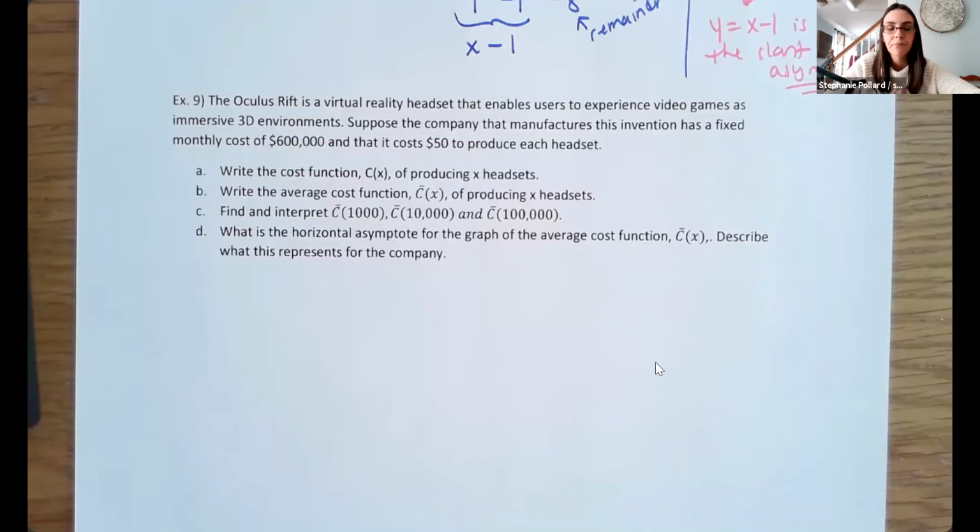And then there's also usually variable costs, which are specific to how many of that item you produce. So it's $50 for each headset. So if you only produce 100 of them, then you only do 50 times 100. If you produce 1,000, then that cost becomes 50 times 1,000. So that's why it's variable, because it changes based on the number produced.